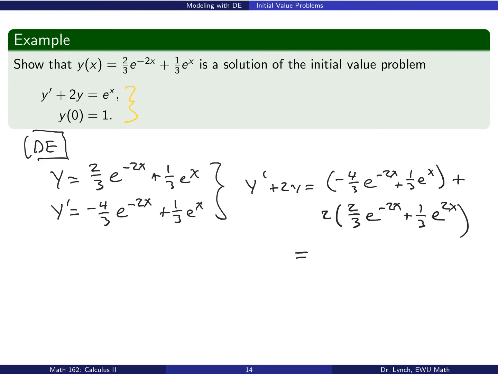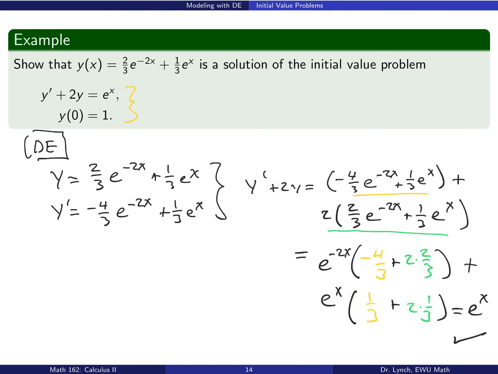So with function 2/3 e to the minus 2x plus 1/3 e to the x, we see that the derivative is minus 4/3 e to the minus 2x plus 1/3 e to the x. Well, we can substitute that quantity in, right? Here is the first derivative, and here is 2 times the original function. Simplify, simplify, simplify. You can see that there are two types of terms here. There's an exponential term with an e to the minus 2x and an exponential term with an e to the positive x. I have a slight typo here, so I'll fix that in just a second.